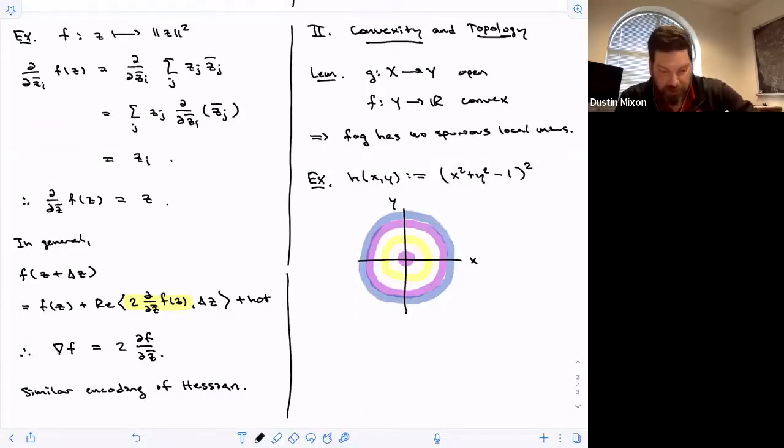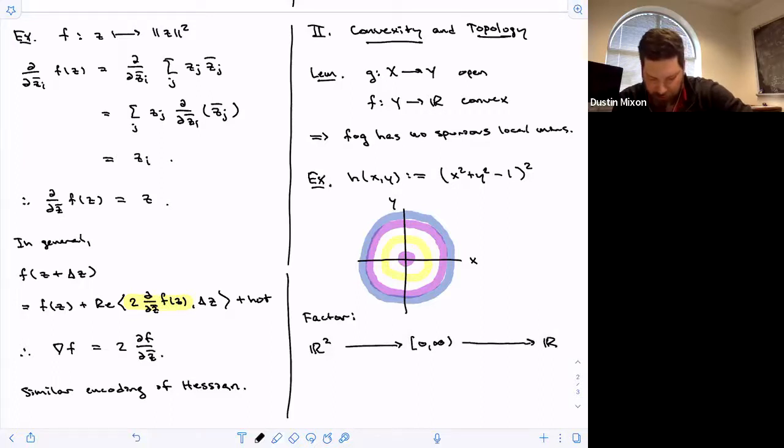So a way to demonstrate that is to factor the function. The input space is R², the output space is R. We're going to introduce an intermediate space, namely the non-negative real line. So we're going to have an open map from R² to this non-negative real line. This is just going to take the sum of the squares. This will be our function g. And this happens to be open.